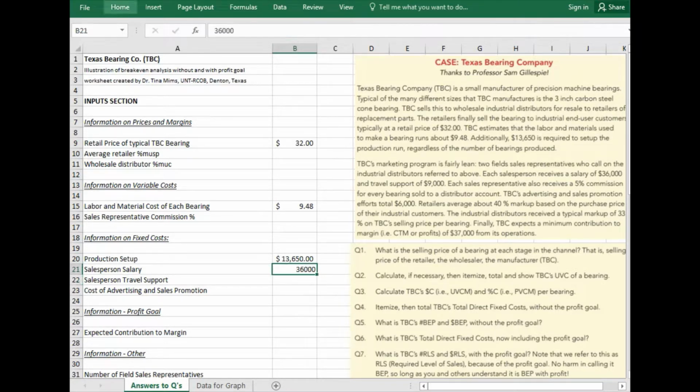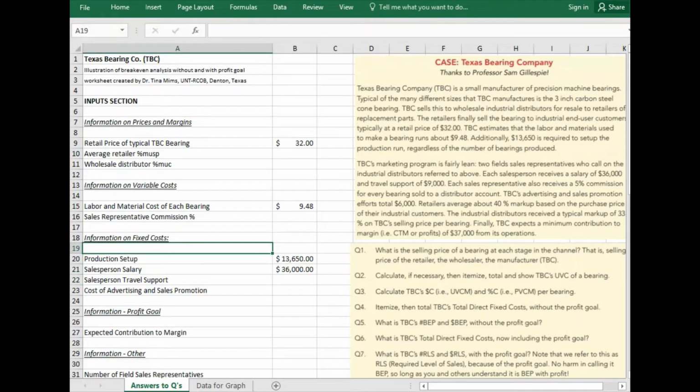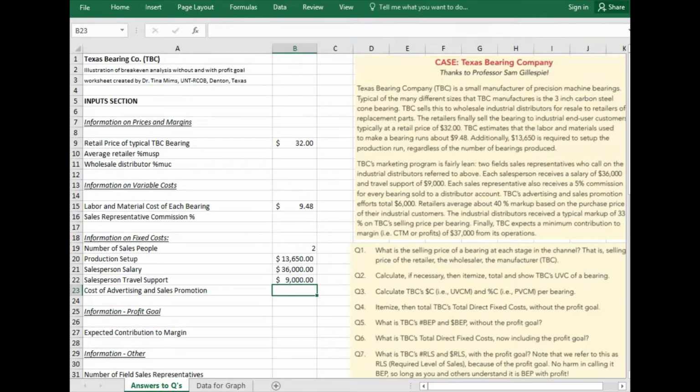We're going to put in the individual salesperson's salary, which is $36,000. Now that's for each salesperson. Make that a dollar sign again. And I'm going to make myself a note right here, number of salespeople, because that's the salesperson's salary per person, and we have 2 salespeople. We're going to need to know that. Okay, so we've got production setup, salesperson salary. Now we need to add the travel support that's given to us of $9,000. Again, this is per salesperson.